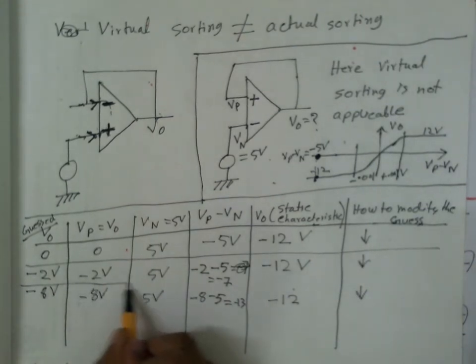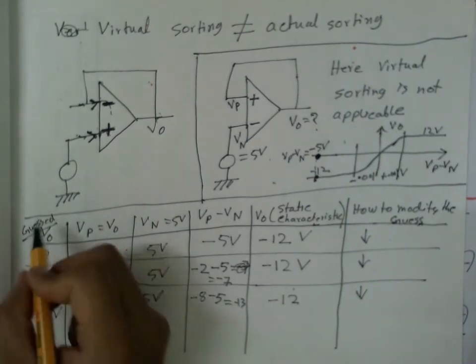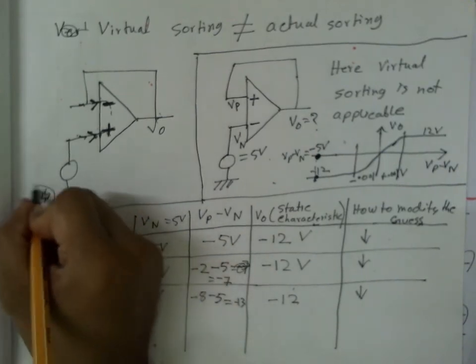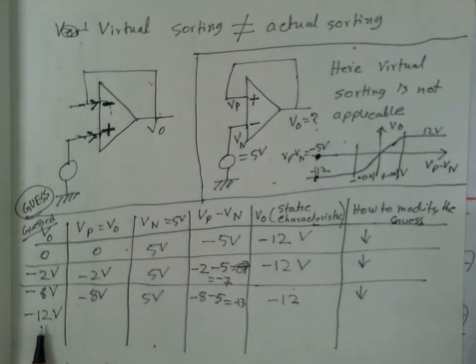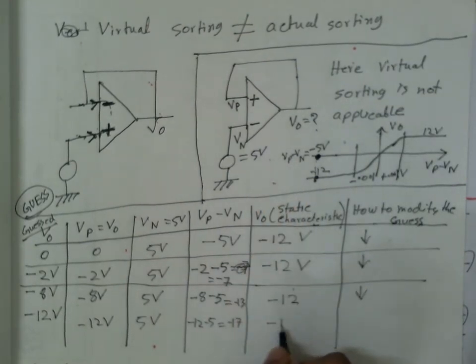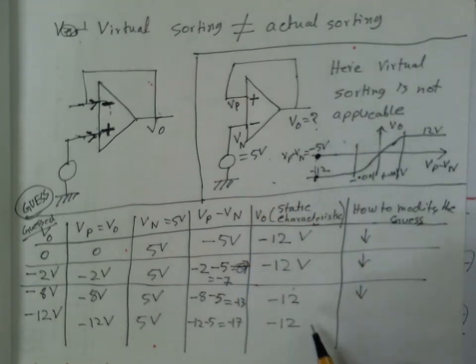Now next we make our guess as minus 12. These are guesses. This column is the guesses. So we are guessing minus 12 volt, and then this is also minus 12 volt. This is always 5, and then we have minus 12 minus 5 equal to minus 17 volt. And again at minus 17 volt we see that the output is minus 12 volt.